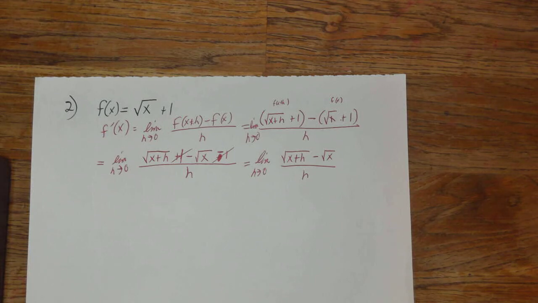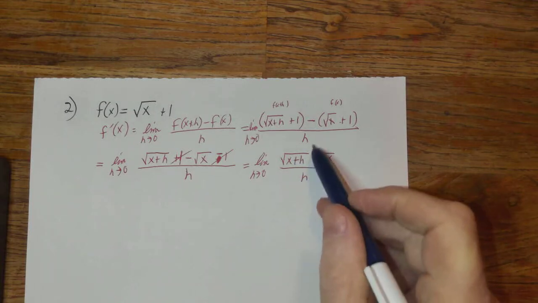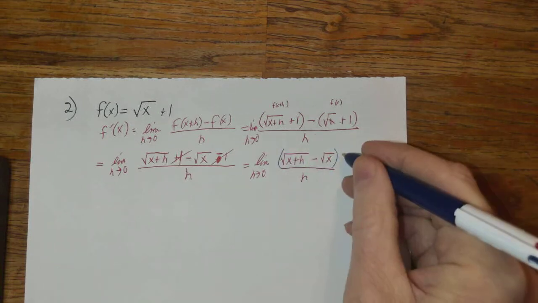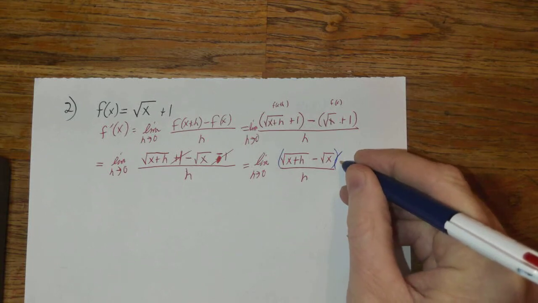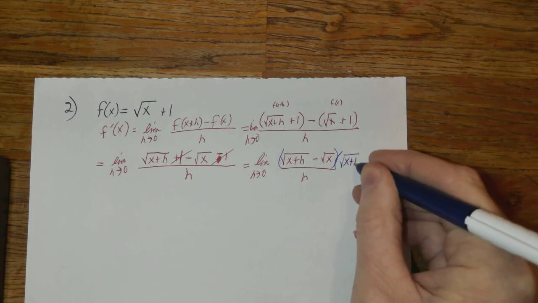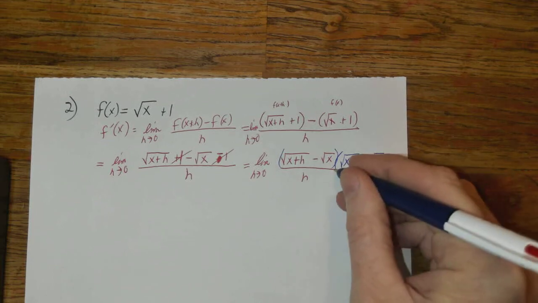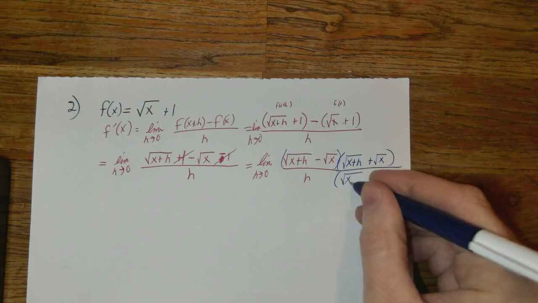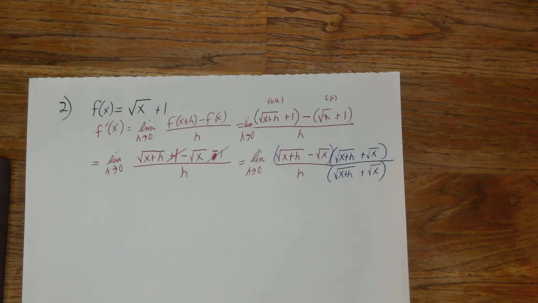Alright, at this point, I can't get this h to cancel out with everything. So what I'm going to do, I think our trick with square roots is to rationalize the numerator. So the conjugate of the numerator is the square root of x plus h plus the square root of x. This is just a necessary step here. Square root of x plus h plus the square root of x.